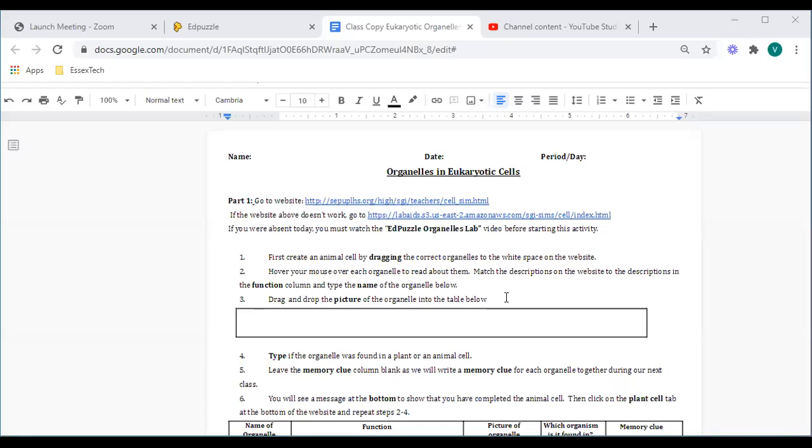Okay, so we're taking a look at this organelles lab that you should have already submitted. You had time from last class to do this. Remember, you were supposed to go ahead and take a look at this website. If that didn't work, you had the second website.